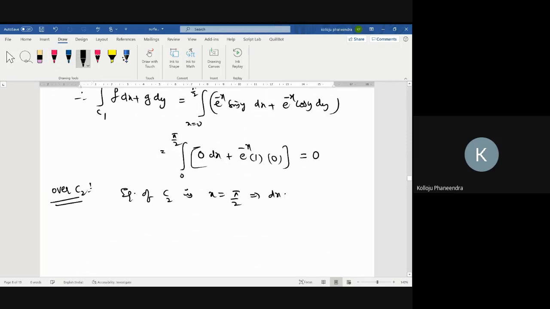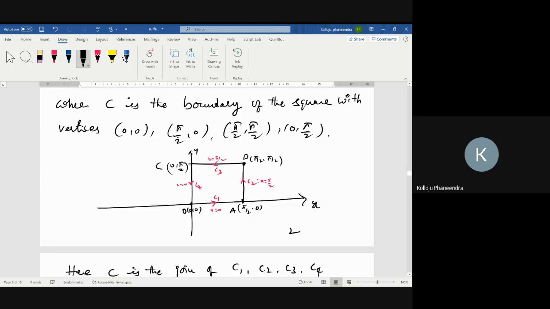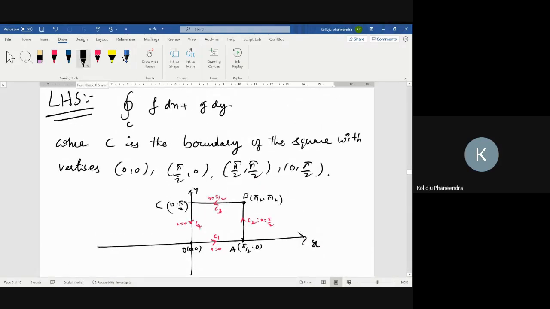This implies dx equal to 0. So we are eliminating x. The remaining variable y varies from where to where? From 0 to pi by 2. Over C2, y varies from 0 to pi by 2.